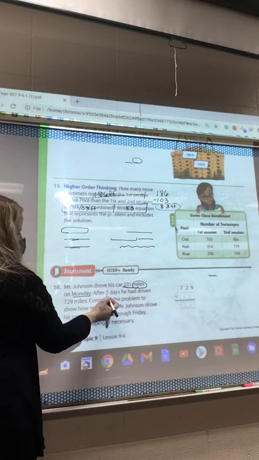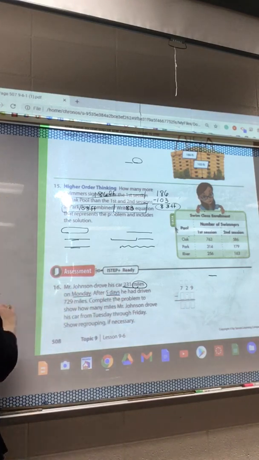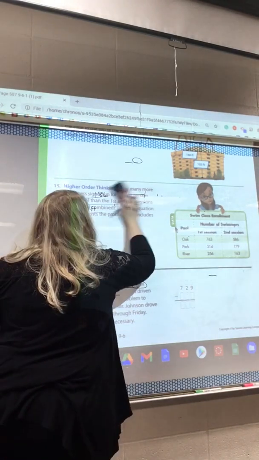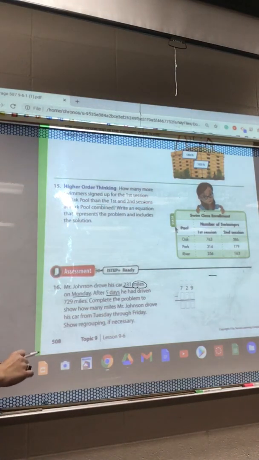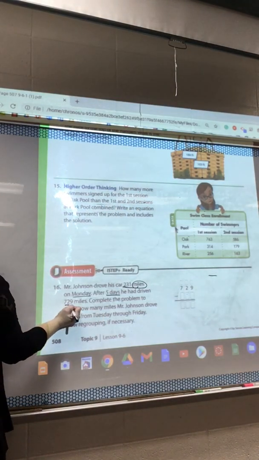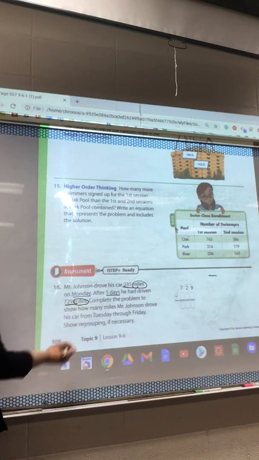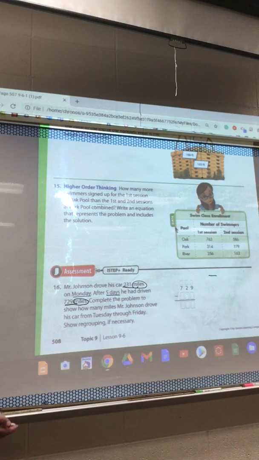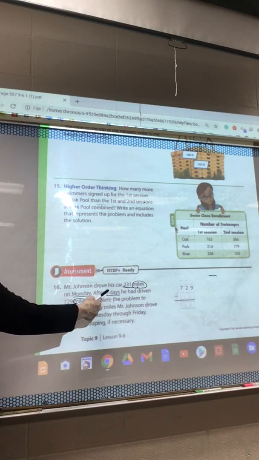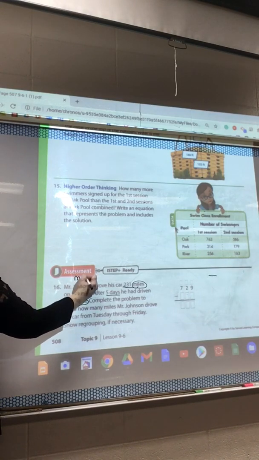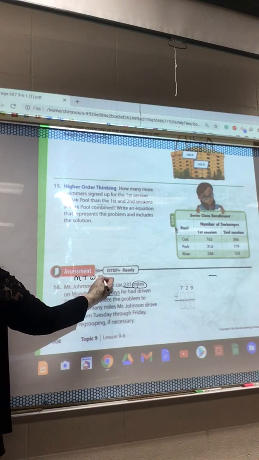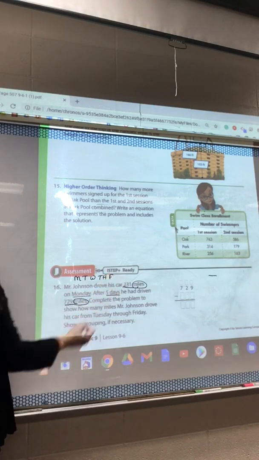After 5 days, you don't have to circle days. We're not going to use that word. After 5 days, he had driven 729 miles. Complete the problem to show how many miles Mr. Johnson drove his car from Tuesday through Friday. Show regrouping if necessary. Well, the first thing you need to know is how many days there are, right? Because you drove it after 5, but you really got to know Monday, Tuesday, Wednesday, Thursday, Friday, right?